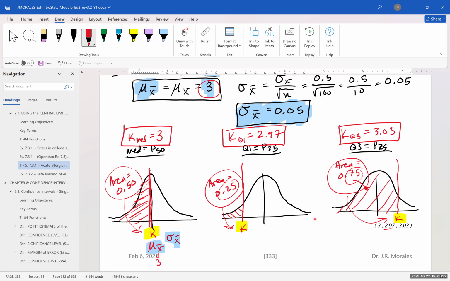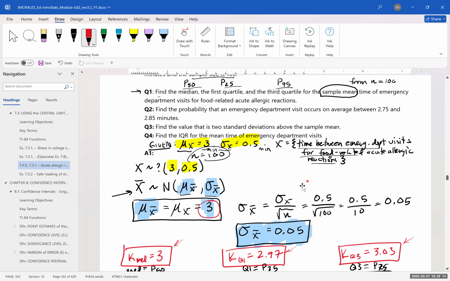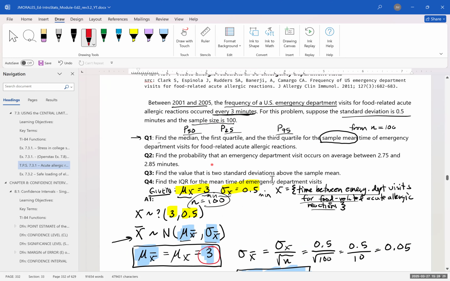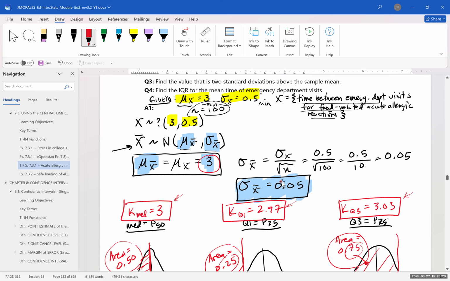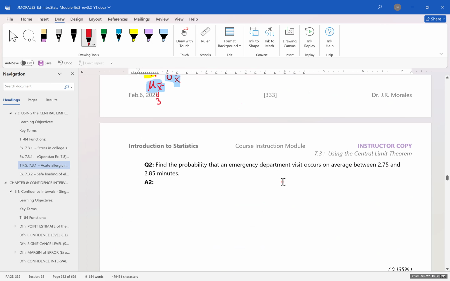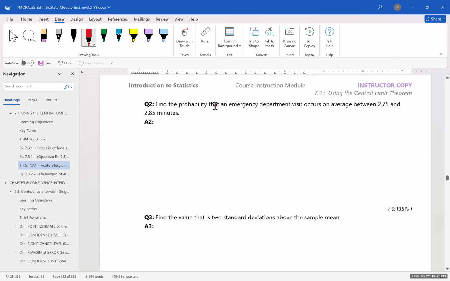All right. So that's how we calculate the median, the first quartile, and the third quartile in question 1. All right, let's look at question 2. Find the probability that an emergency department visit occurs on average between 2.75 and 2.85 minutes. All right, so let's draw what that looks like.